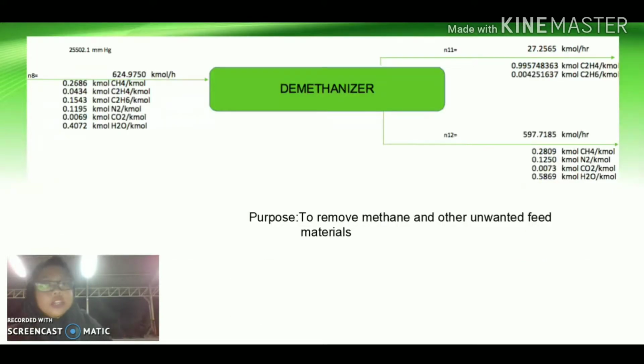So we proceed to the demethanizer. Okay, this is my part, the demethanizer. For the demethanizer, we have one inlet and two outlets. For the inlet, this is the outlet stream from the absorption column before. The first outlet stream consists of C2H4 and C2H6, while the other outlet stream consists of CH4, CO2 and H2O. The purpose of this demethanizer is to remove methane and other unwanted feed materials.